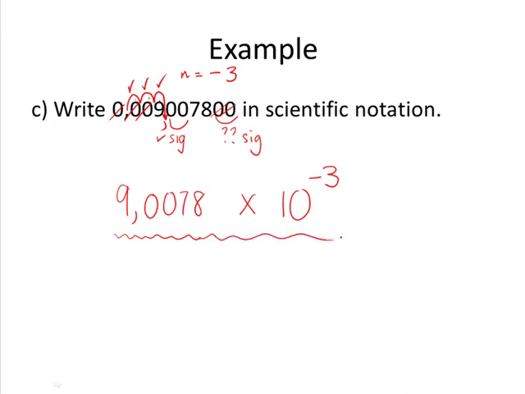We can see that this is correct because what this is saying is the real number is 9,0078 multiplied by 10 to the power minus 3, in other words, divided by 1,000. And when you divide by 1,000 or multiply by 10 to the power minus 3, you jump the comma 3 spaces towards the left. That gives us the same answer, 0,0090078, that we started with.